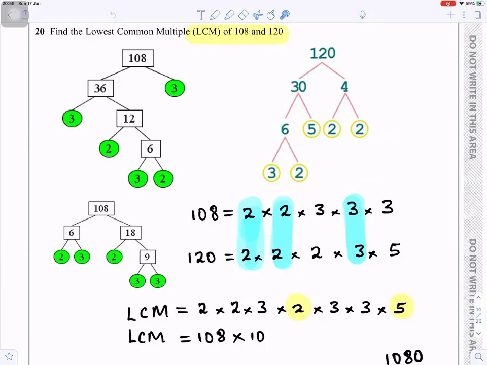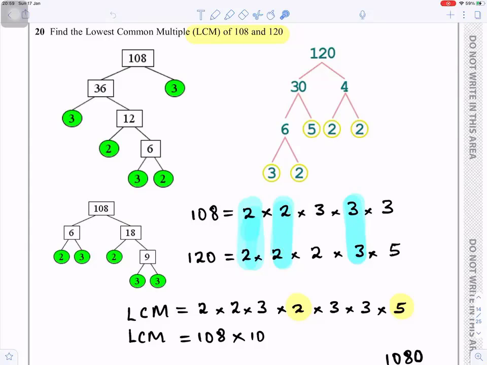So we can write 120 as 2 times 2 times 2 times 3 times 5. So we look at the numbers which are found in both lists. So there's 2, which is found in there. There's 2 and there's 3.